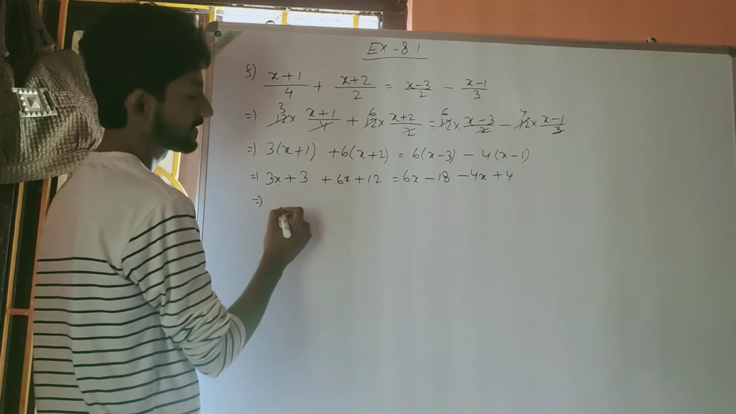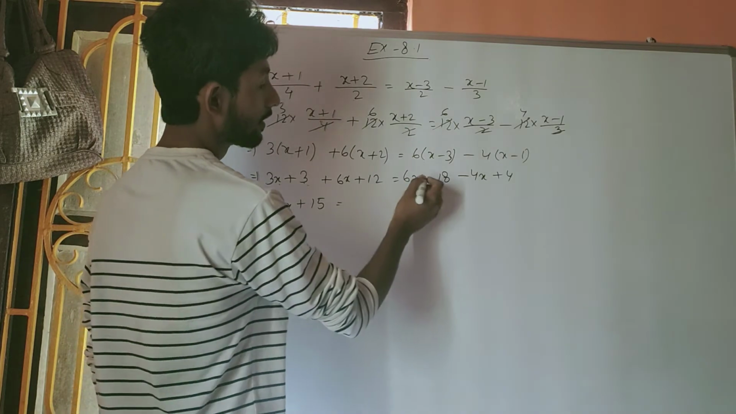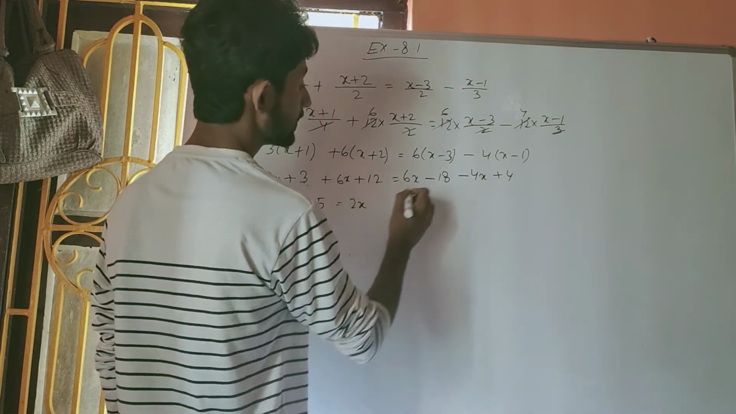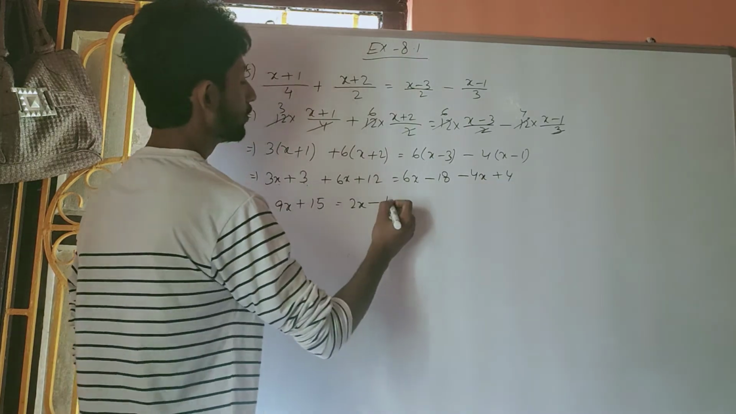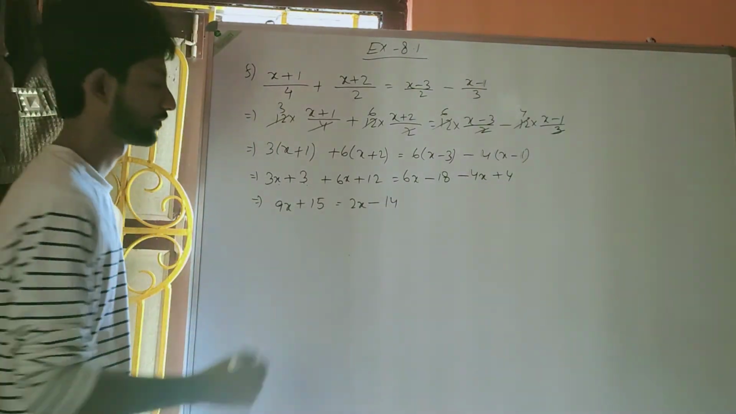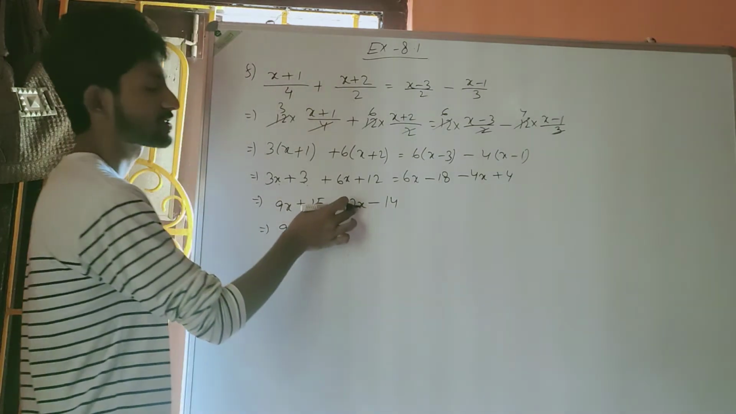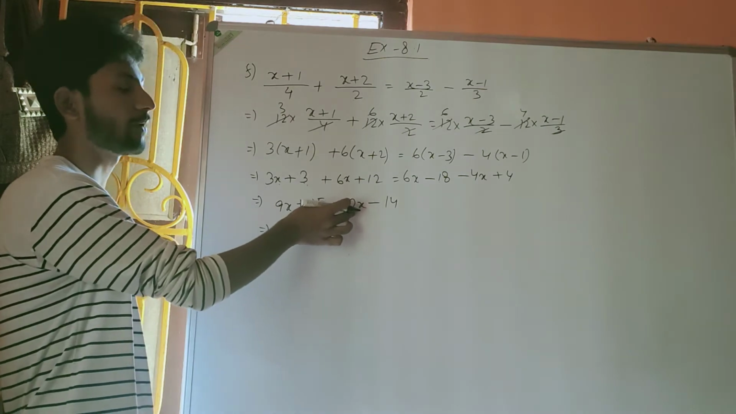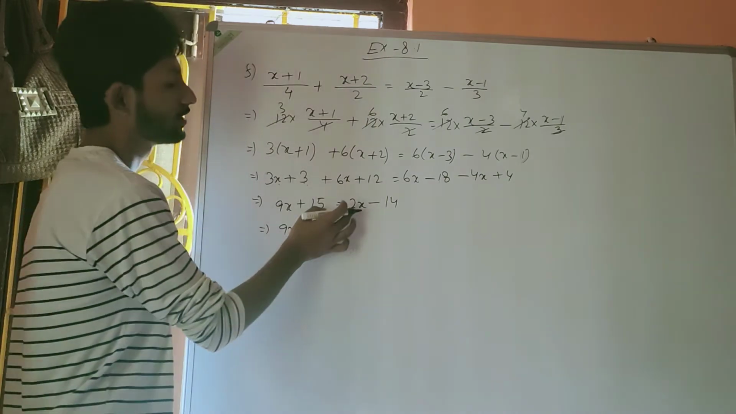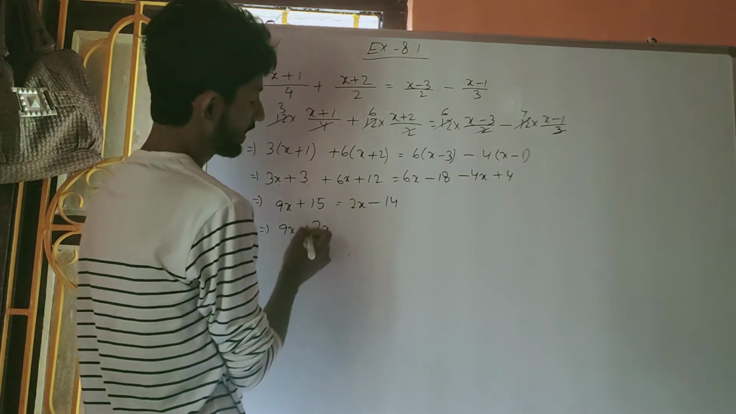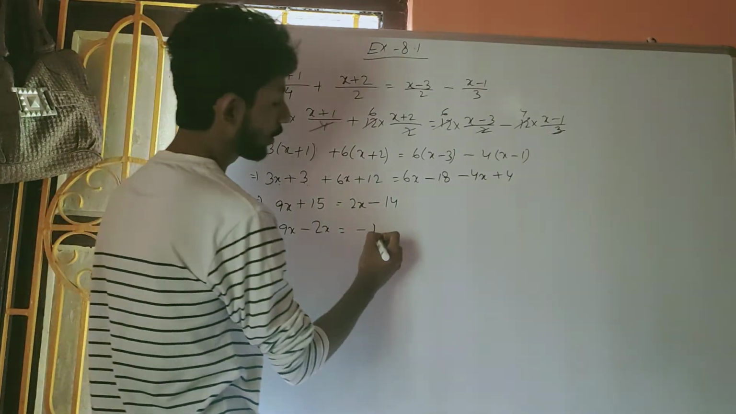So 3x plus 6x is 9x, and 3 plus 12 is 15. 6x minus 4x is 2x, and minus 18 plus 4 will be minus 14. So in that case, 9x minus 2x, because 2x is coming from the right hand side to the left hand side, so the sign will be changed. Here the sign is changed. It became minus, and minus 14 is already here.